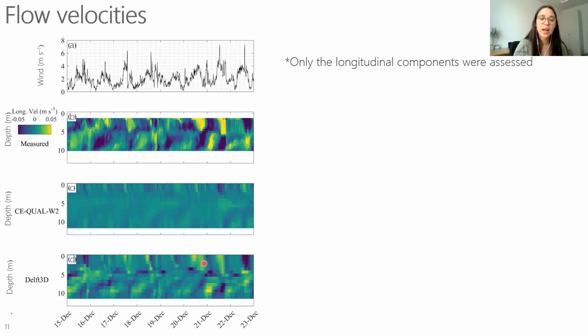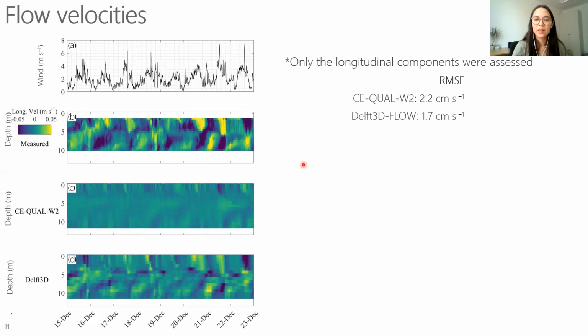And Delft doesn't get the intensities right. They are lower than the observed, but we can see the same pattern. But interestingly, calculating the errors, they were really close.